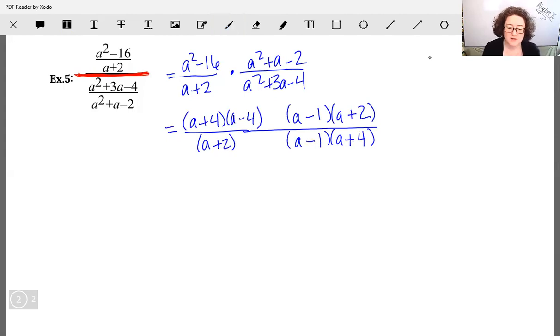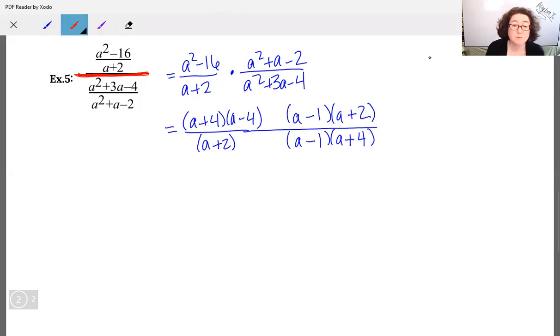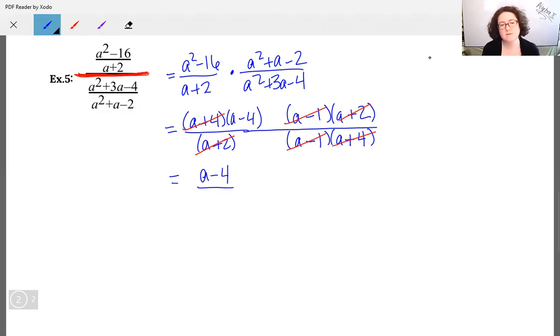So now we can go through and cancel our like terms. So we have an a plus 4, a plus 4. We have an a plus 2, a plus 2. We have an a minus 1, a minus 1. And the only thing we're left with was the a minus 4 in the numerator. Technically, if everything was simplified out, we still have a 1 in the denominator. But what's anything divided by 1? So our final answer, a minus 4.